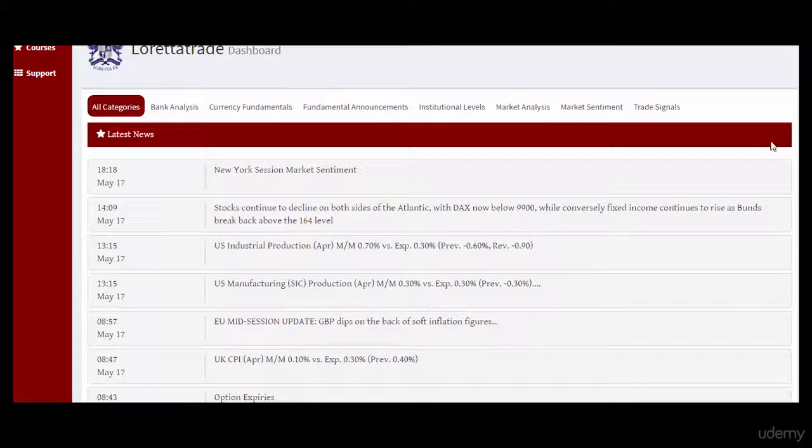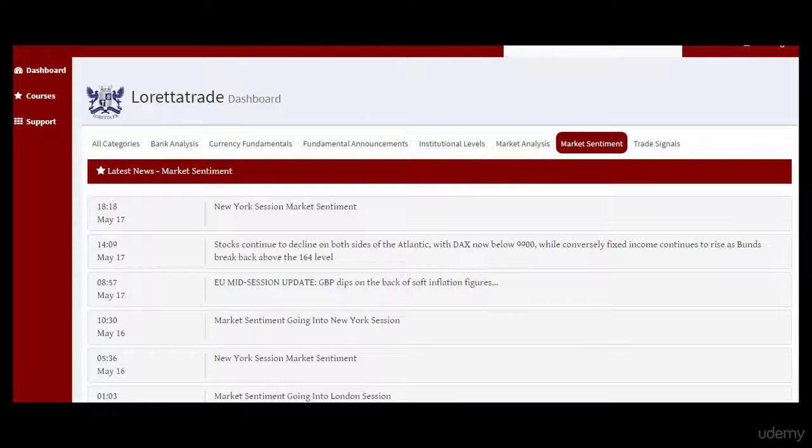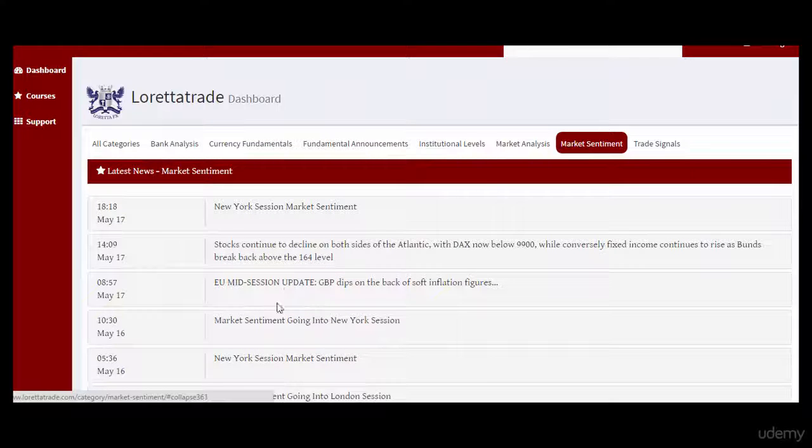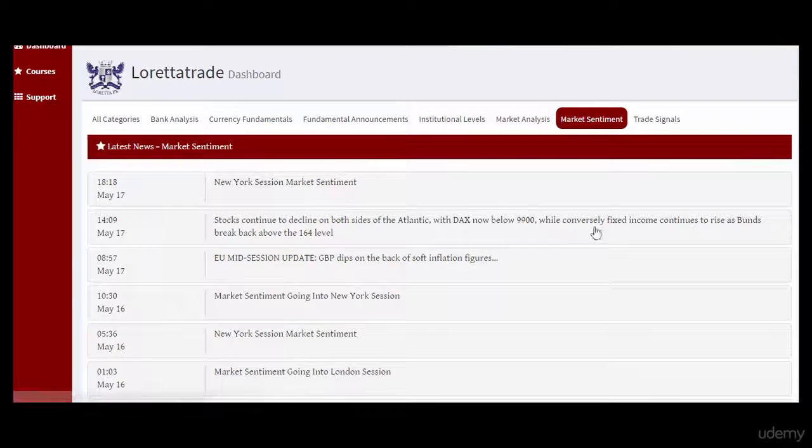Then the next thing you will do is go on market sentiment and get an overview of what was causing yesterday's market sentiment, what caused the previous session's market sentiment, and what is driving the current market sentiment. Okay, so here you will see what is driving the current market sentiment, what drove yesterday's market sentiment, stuff like that. So you have to read these and get an understanding of what was driving market sentiment yesterday, what was driving it in the previous market session, and what is currently driving it.